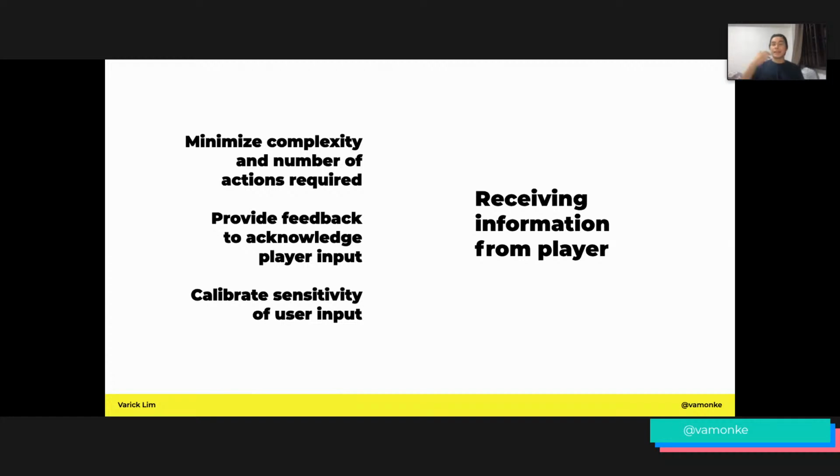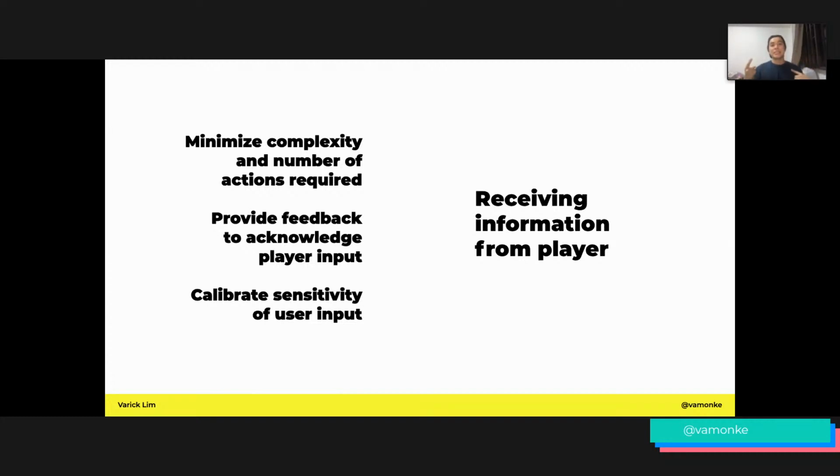The first point I have is to minimize the complexity and number of actions required. This is a very common principle, not just in design, but across all aspects of user experience. You don't want to confuse the user. You want to make things as easy as possible for users, because users or players are lazy. So you want to make things as easy and as intuitive as possible, so you don't even have to think when you play a game.